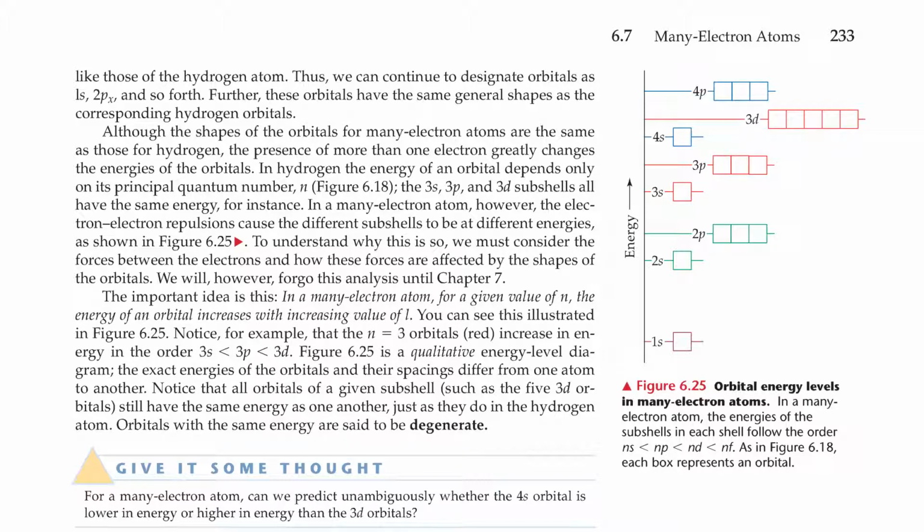Notice, for example, that the n equals 3 orbitals increase in energy in the order 3s is less than 3p is less than 3d. Figure 6.25 is a qualitative energy level diagram. The exact energies of the orbitals and their spacings differ from one atom to another. Notice that all orbitals of a given subshell, such as the five 3d orbitals, still have the same energy as one another, just as they do in the hydrogen atom. Orbitals with the same energy are said to be degenerate.